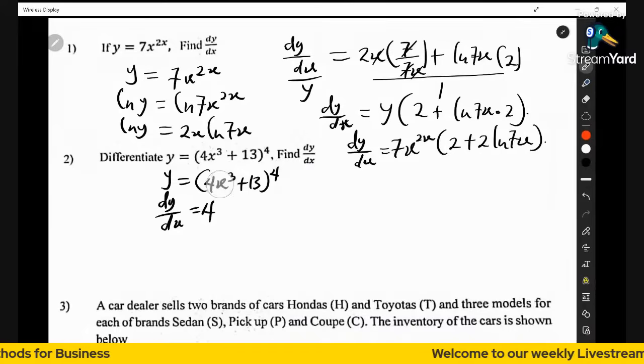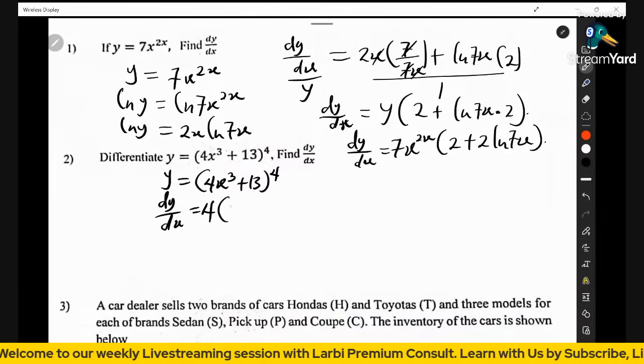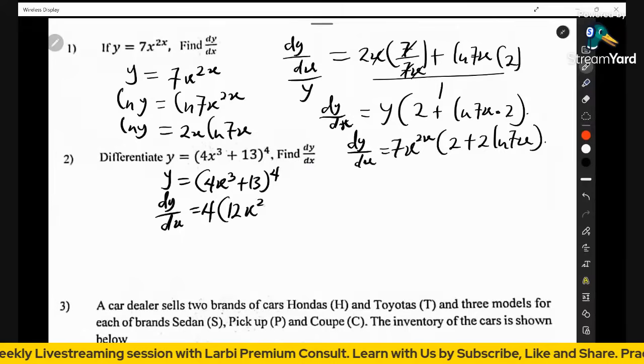So the differential of 4x cubed should fetch us 12x squared. We multiply the 3 by 4 and we subtract 1 from the 3. So that becomes, in brackets, 12x squared. Then the differential of 13, which is a constant, results to 0. So we don't take that one into consideration.